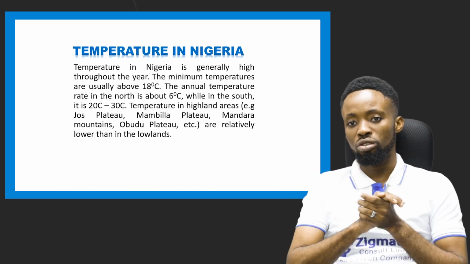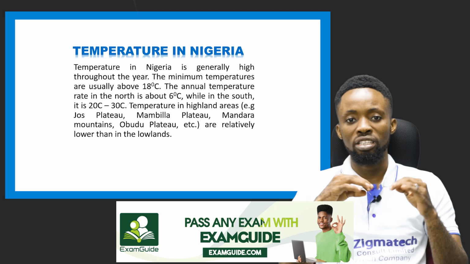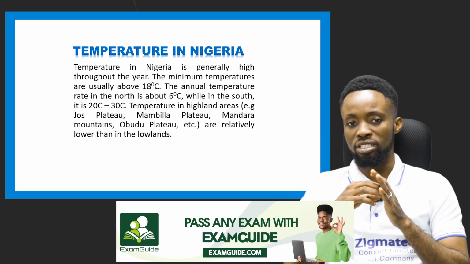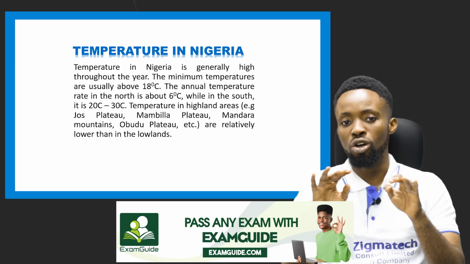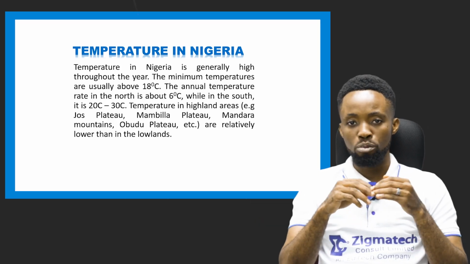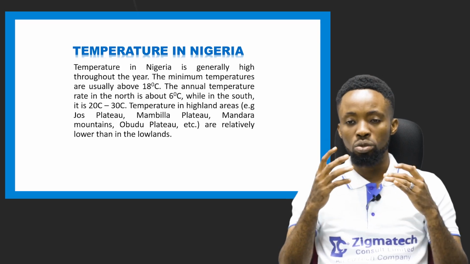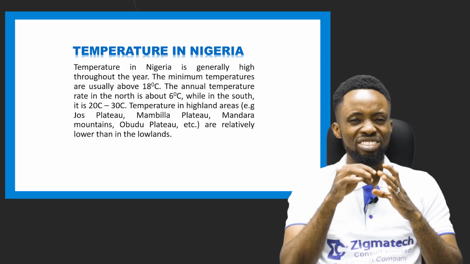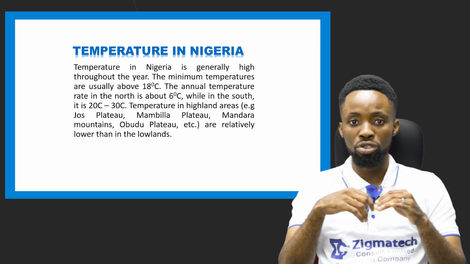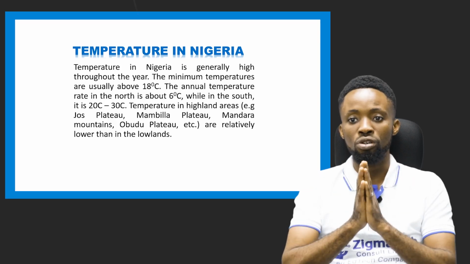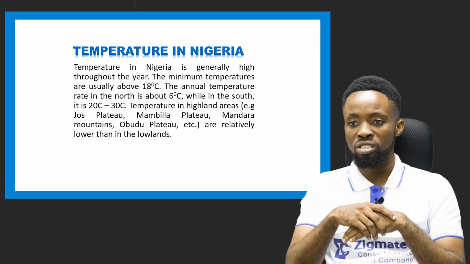So let's talk about the temperature of Nigeria. Like I said previously, in Nigeria, the temperature is high owing to the fact that we are in a tropical climate. So it's always high all through the year. The minimum temperature is usually above 18 degrees Celsius, and the annual range of temperature in the north is about 6 degrees Celsius. When you find the annual range of temperature, that is the difference between the highest and lowest temperature for the year in the northern part of Nigeria, it will give you a value of about 6 degrees Celsius.